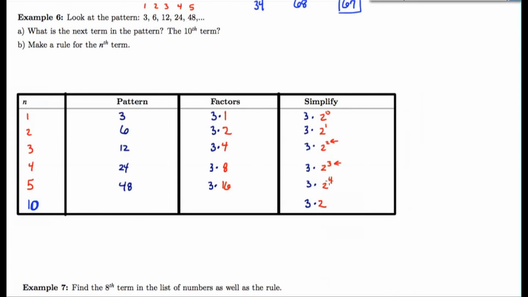Or let me write it this way. So we're taking 10 minus 1, right, which is 9. So this would be 3 times 2 to the 9th, which is 1536. So my answer here would be 1536.